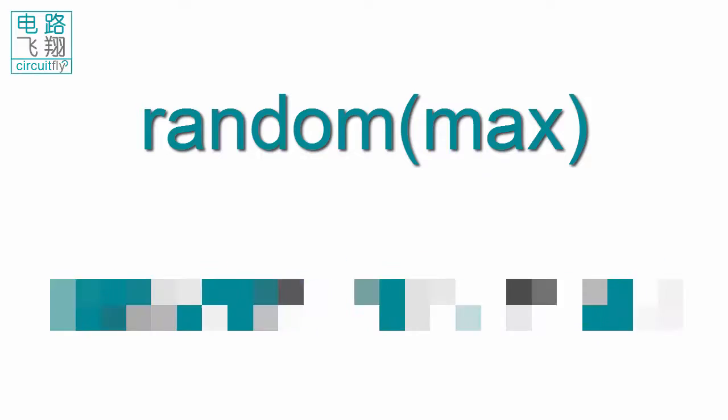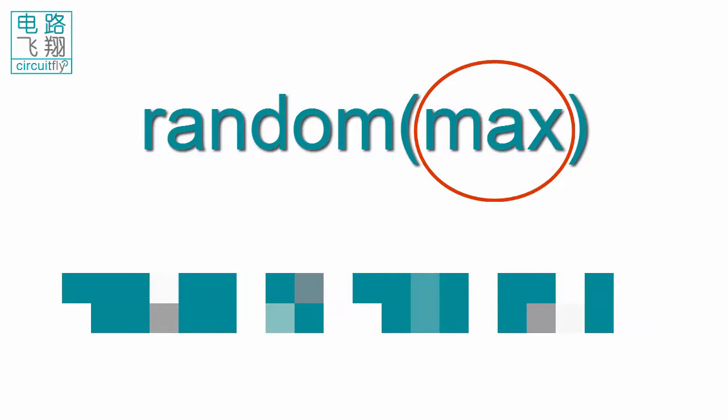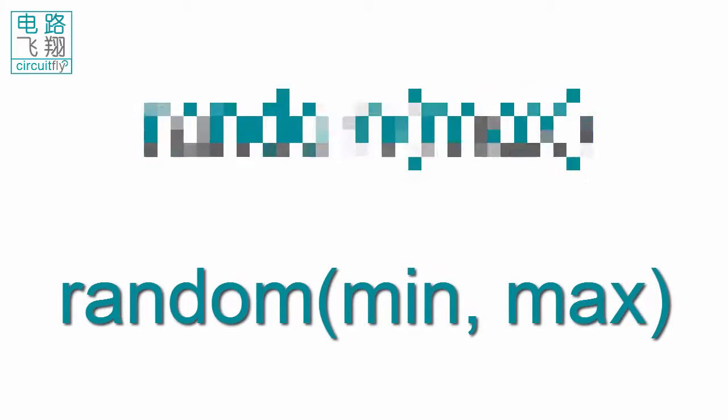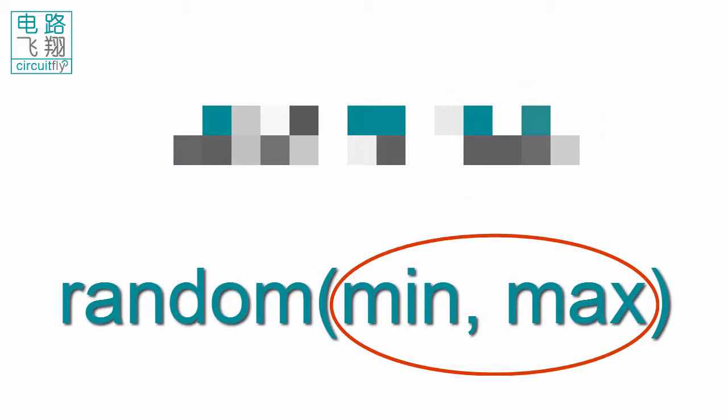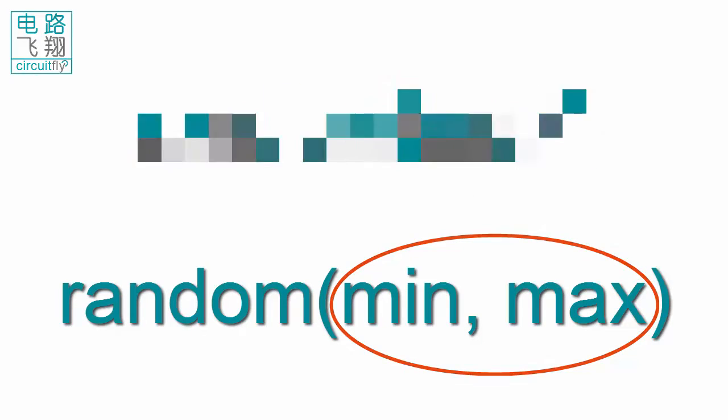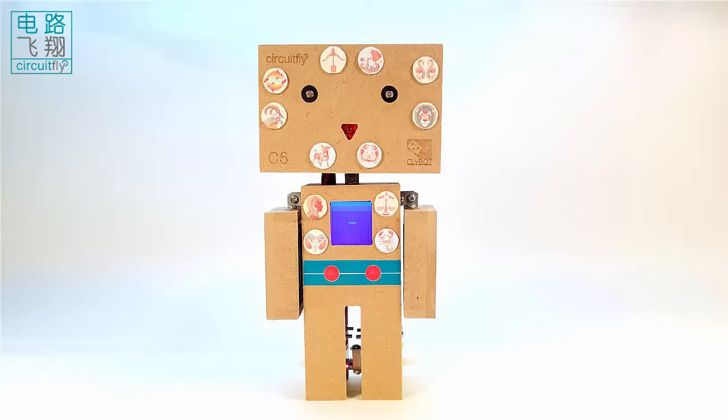The first indicates the upper bound of the random value. The second indicates both the lower bound and upper bound of the random value. We use Clybot C6 to demonstrate how to use random functions.